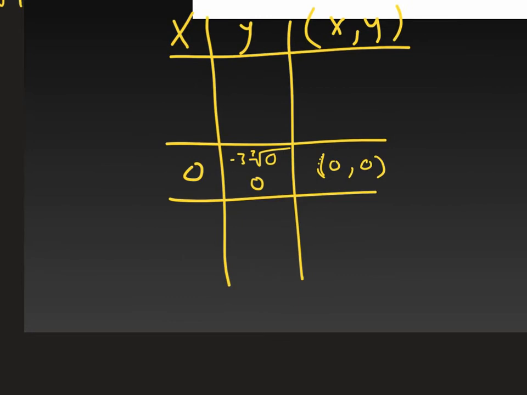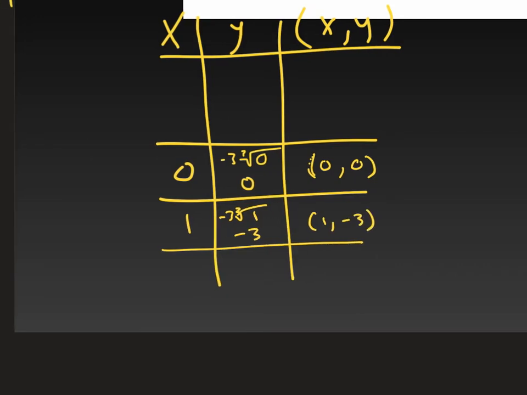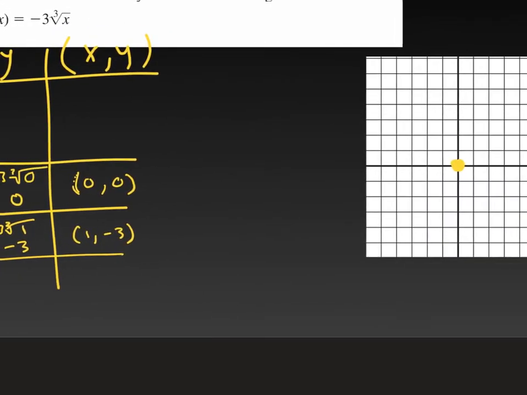No. Oh, okay. So let's plug in 1. So we have -3 times the cubed root of 1. What's the cubed root of 1? 1. And what's -3 times 1? Negative 3. So we plugged in 1 and got negative 3. So let's go to our graph. We're going to the right one and down 3.